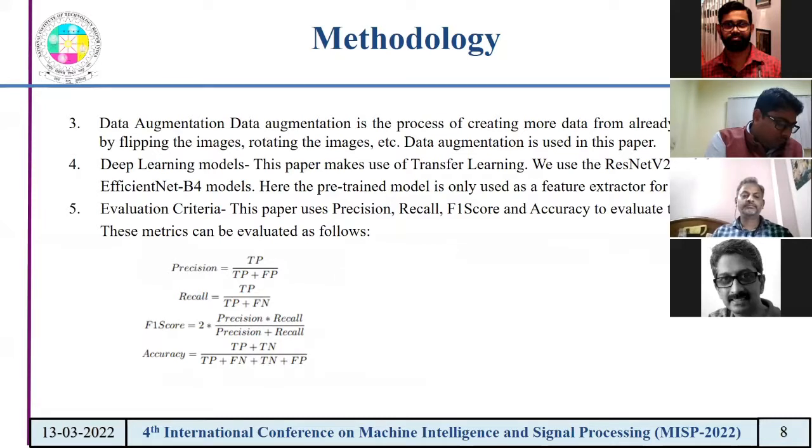Third was data augmentation. Data augmentation is the process of creating more data from already existing data by flipping the images, rotating the images. So we use data augmentation to create more data.